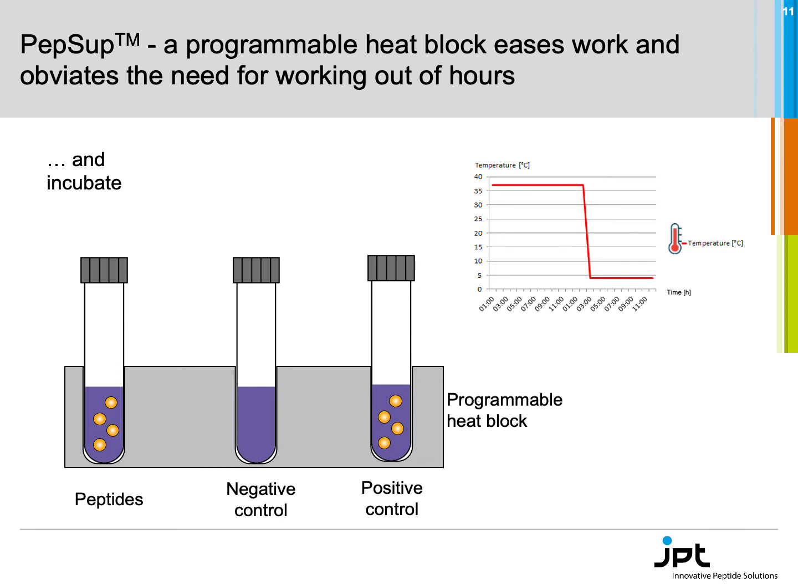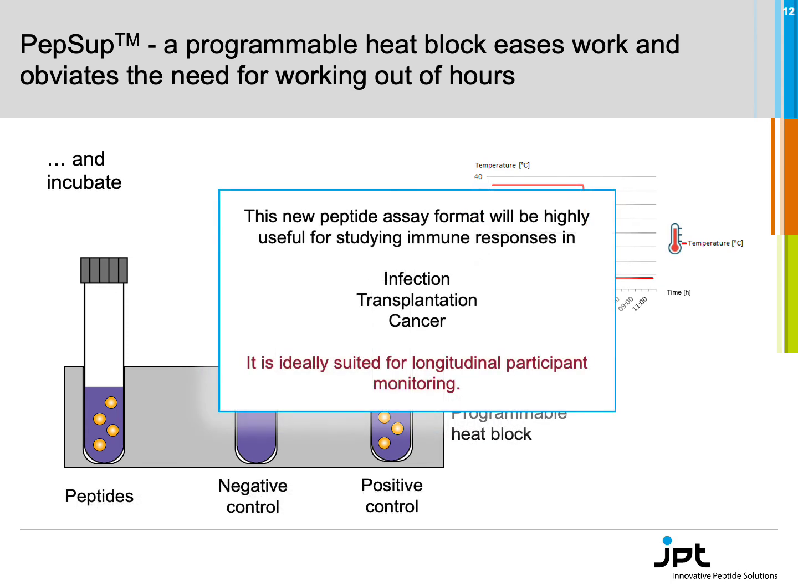They may be analyzed with respect to cytokines or other mediators of interest using ELISA or similar technologies that also lend themselves to high levels of standardization. PepSup is therefore the ideal basis for monitoring antigen-specific immune responsiveness in a range of situations, for example infection, transplantation, or tumor-specific immunity. Because of its high degree of standardization and hence reproducibility, it is particularly well suited for longitudinal participant monitoring. While PepSup was designed for use with whole blood, it may also be used with other cell suspensions.